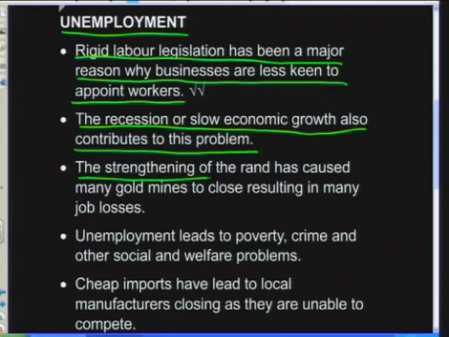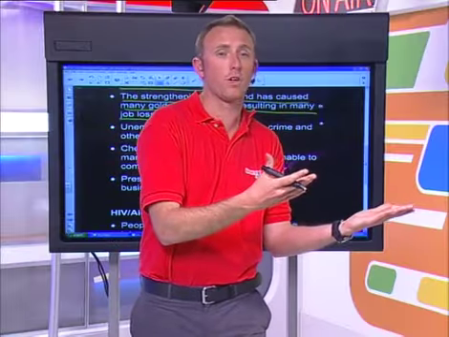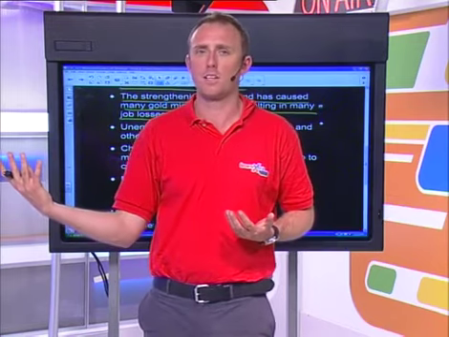The strengthening of the rand has caused many gold mines to close, resulting in many job losses. This is not the case at the moment, because if you look at the rand exchange rate to the dollar, $1 is going to equal about 9 rand 90. So the rand has weakened quite a bit, which is quite good for the gold mines. But on the flip side of that, that means our oil price is a lot more expensive.